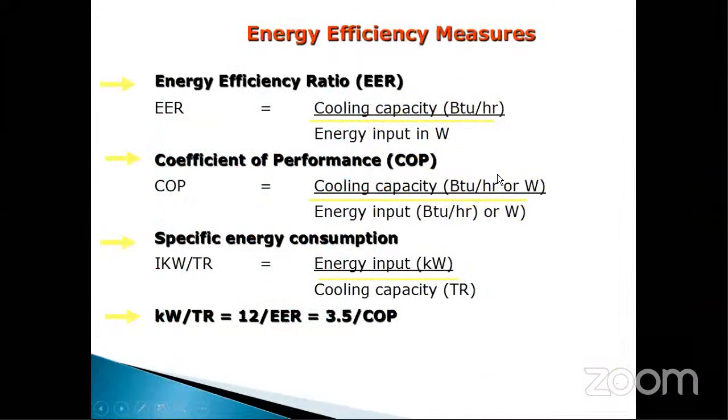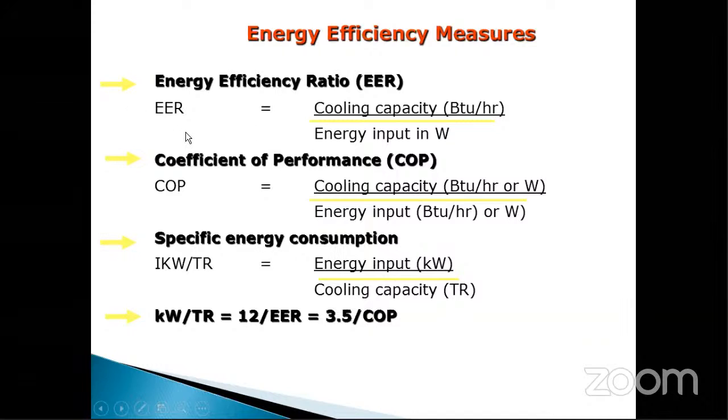So these are the units which we should be aware of: EER, COP, and kilowatt per ton. EER stands for energy efficiency ratio, and it's the output by input. Output is in BTU per hour. This is the cooling capacity, and energy input is in watt. And then we have COP, coefficient of performance, which is again output by input, where output is in BTU per hour and energy input is again in BTU per hour. Then we have specific energy consumption, that is kilowatt per ton. So we got energy input in kilowatt by the cooling capacity. So EER and COP should be higher, the better, and kilowatt per ton should be as low as possible.